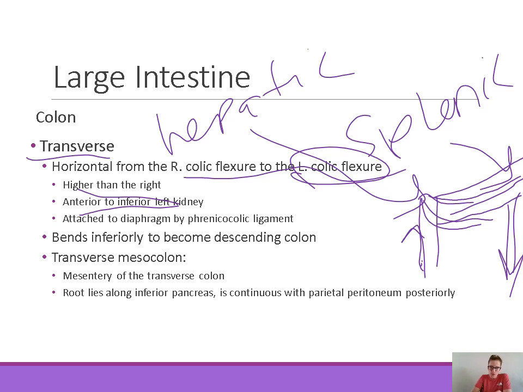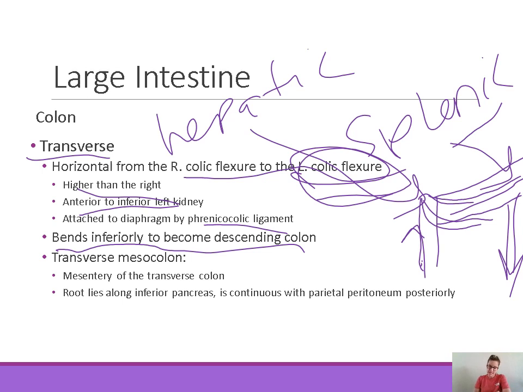The transverse colon is attached to the diaphragm by the phrenicocolic ligament. Phrenic, remember, always refers to the diaphragm. So phrenicocolic, diaphragm to colon. And the phrenicocolic ligament provides some suspension to the transverse colon. At the left colic flexure, the transverse colon bends downward and becomes the descending colon.